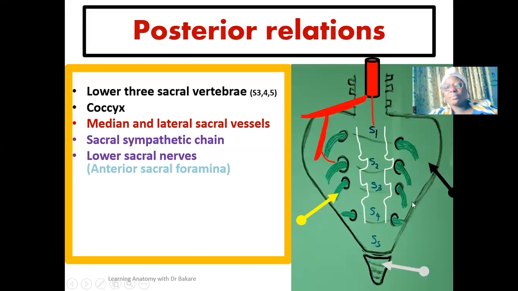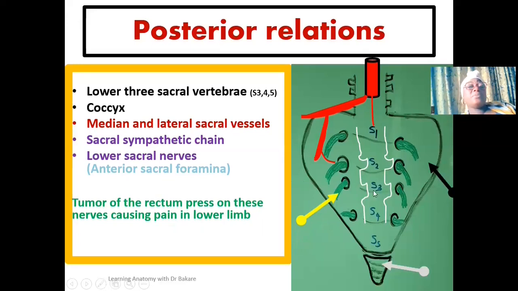part of the rectum. So the nerves that are seen at the posterior part of the rectum, in the case of tumor of the rectum, are going to be pressed on by the tumor. And because these nerves innervate structures in the lower limb, there's going to be pain in the lower limb because of the compression that is created as a result of the tumor. So it's good for us to be able to justify this.